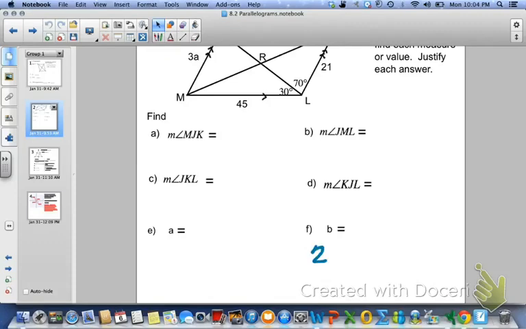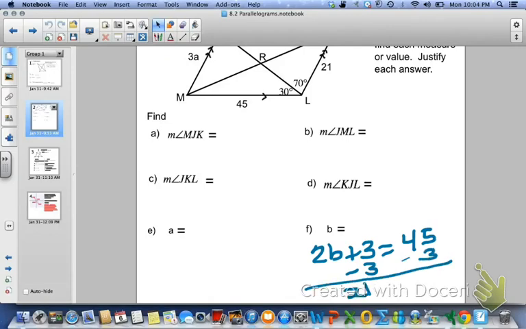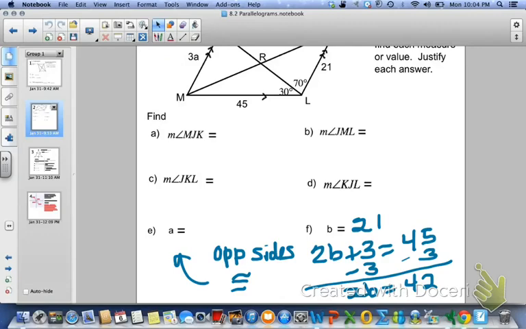So 2B plus 3 equals 45. And then we can just solve that algebraic equation. So I'll subtract 3. That gives me 42. And of course, when you divide 42 by 2, you get B equals 21. So we use the idea again that opposite sides are congruent on both of these if I were going to justify my work. So it was on that one, and it was on letter F.